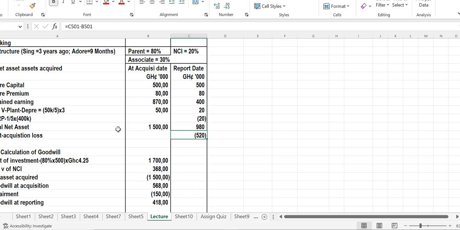We've been solving questions as if every time it is about profit. Today, you have a post-acquisition loss, and that must be shared between parent and the subsidiary. Then you calculate your goodwill. Your cost of investment, of course, is 80% of 500,000 times 4.5.